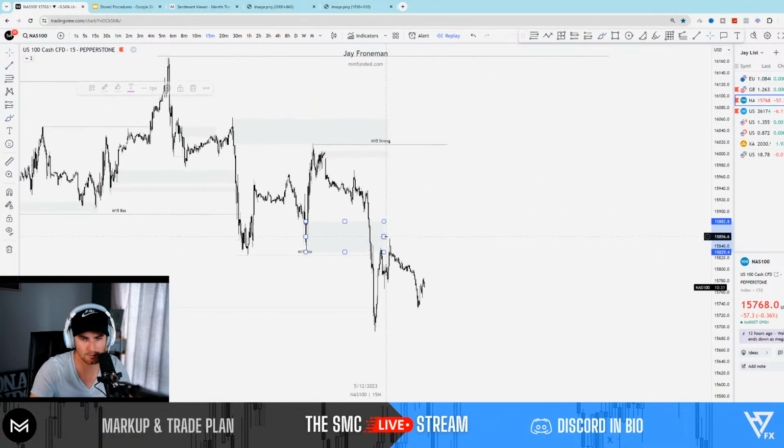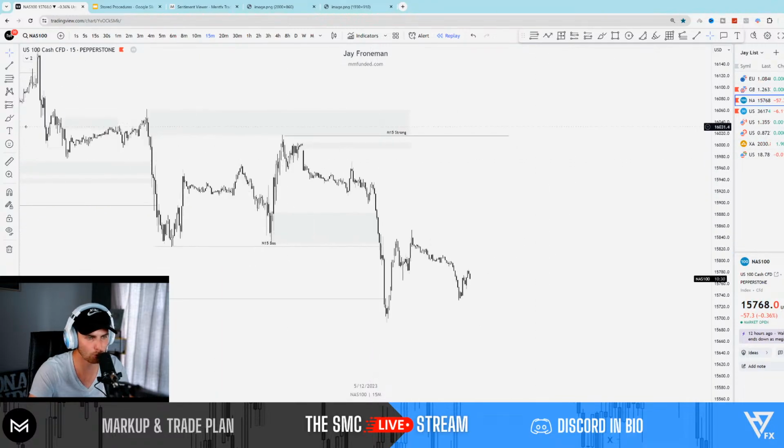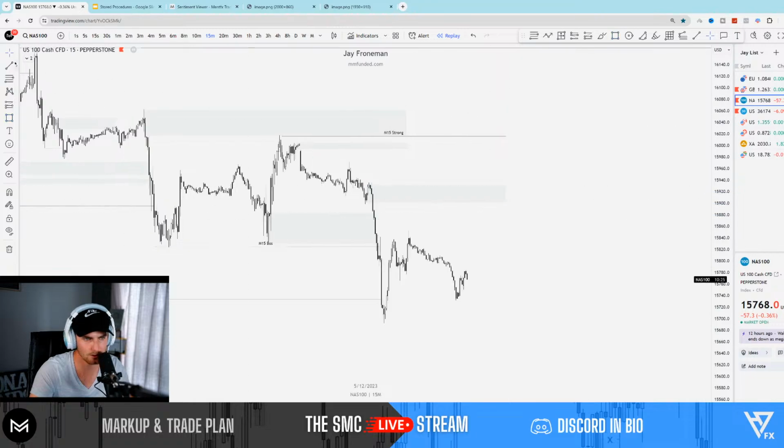Okay, this was a demand failure, so we can leave that there. Putting now supply, we can take the supply fractal range here. Let's just mark out our weak lows.